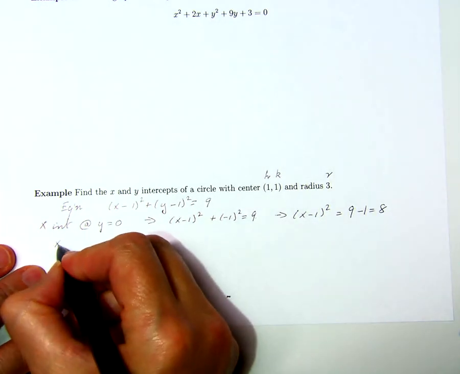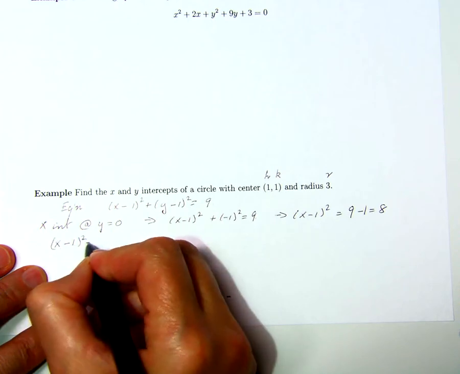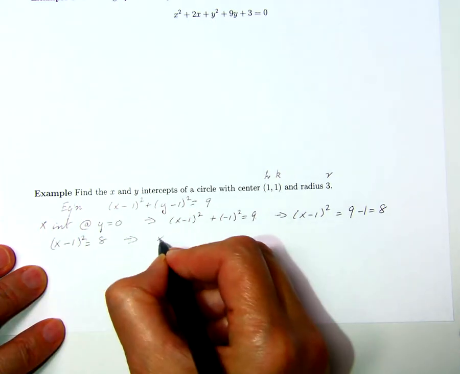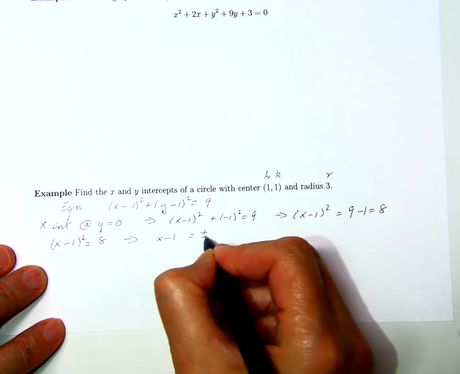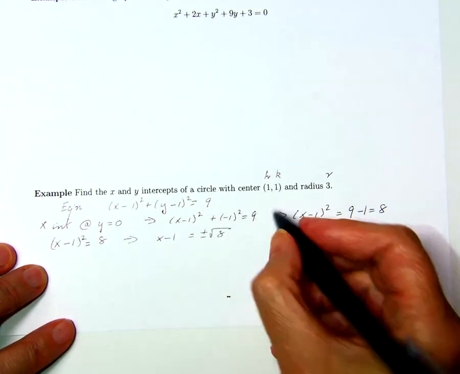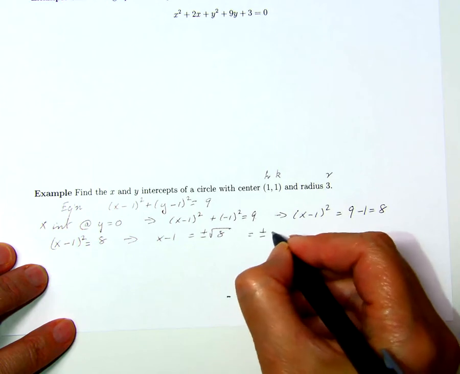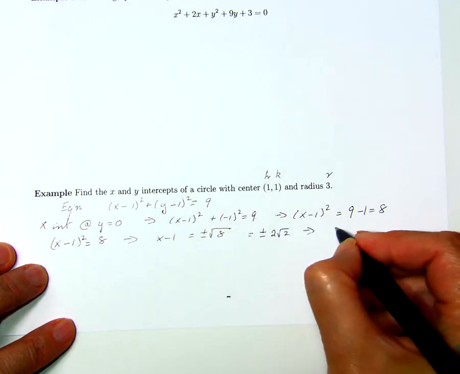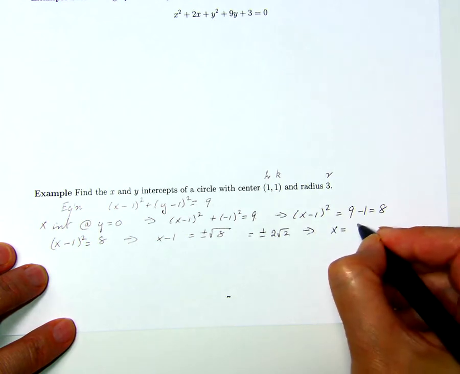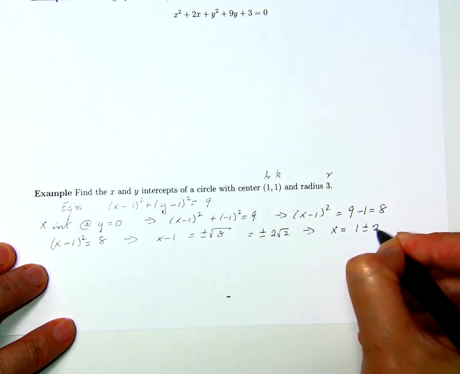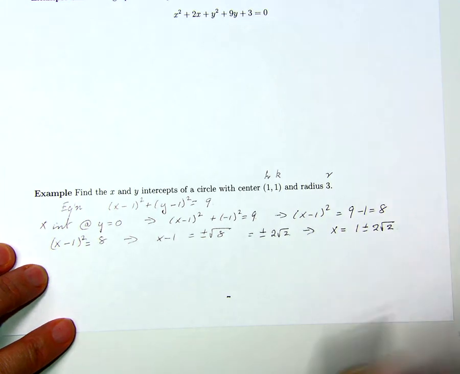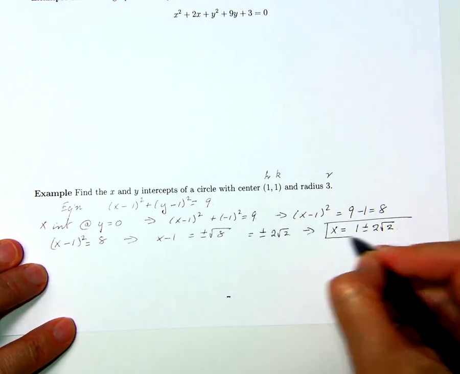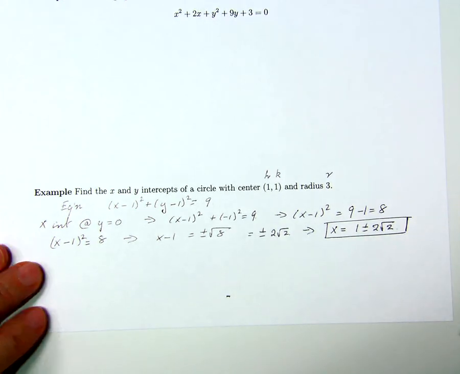So at this point, (x - 1)² is 8, and x - 1 equals plus or minus the square root of 8, which is plus or minus 2 times the square root of 2. And that tells me that x equals 1 plus or minus 2 times the square root of 2. Those are the x-intercepts. It cuts the x-axis in 2 places.